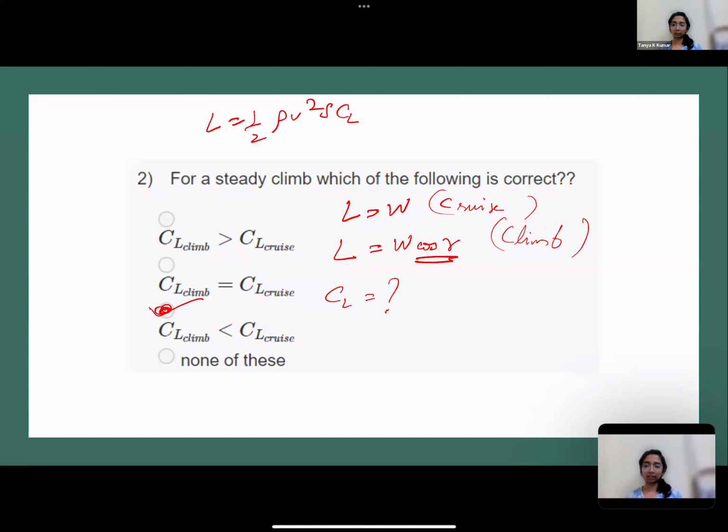Does anyone have any questions? Yes, that is the correct equation, Vamshi. So if I just use the two lift terms here and substitute into finding CL, you will see that CL climb is always less than CL cruise. Correct? Okay, let's move on to the next question.